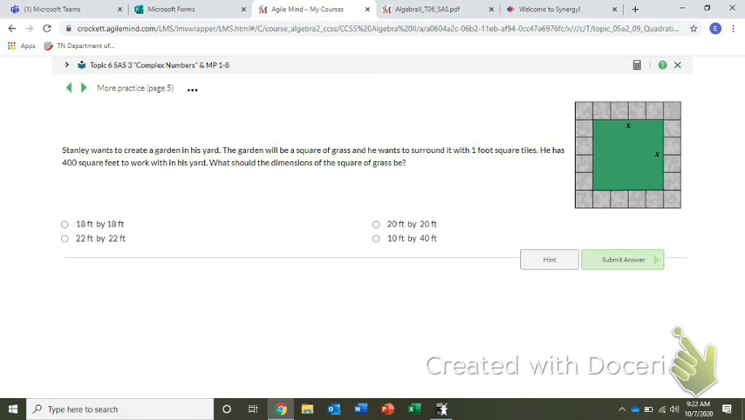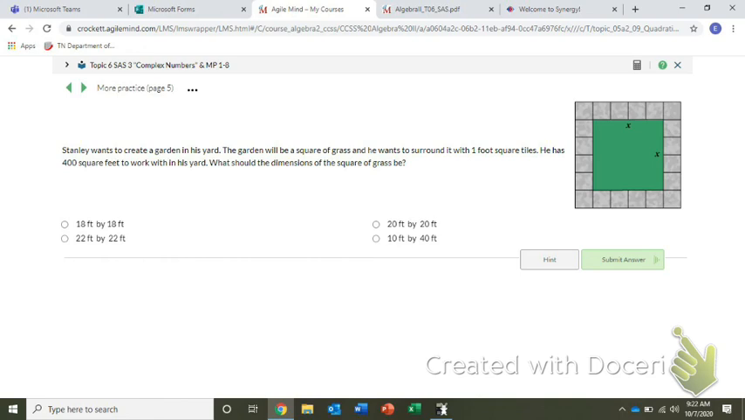Stanley wants to create a garden in his yard. So the garden's the green part. The garden will be a square of grass. So it's not really a garden if it's a square of grass. And he wants to surround it with 1 foot square tiles. He has 400 square feet to work with in his yard. What should the dimensions be of the grass?